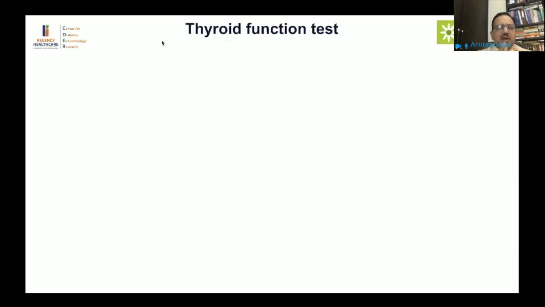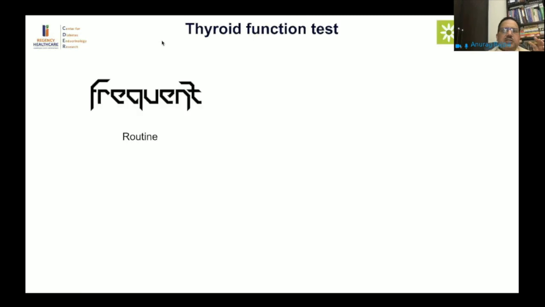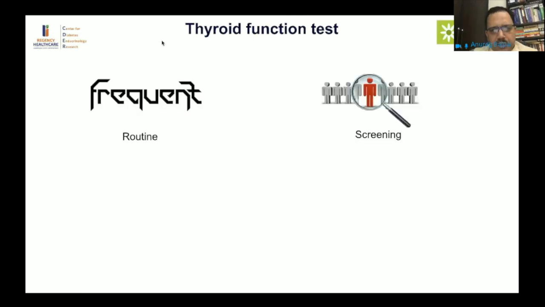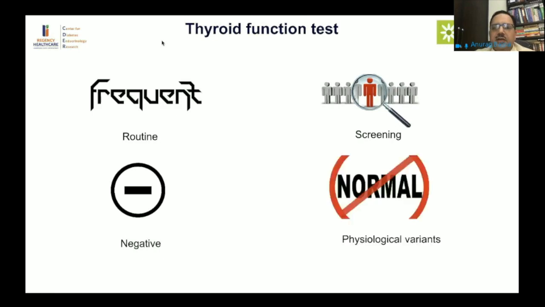So having discussed all that, we'll now focus for the next 5 to 10 minutes on thyroid functions because they are a very important aspect of this, and then we'll close and start off with discussion. So thyroid function tests are done very routinely, usually as a screening test. Most often the tests are negative and they may represent a physiological variance. So we need to have a test which is robust to detect all that.